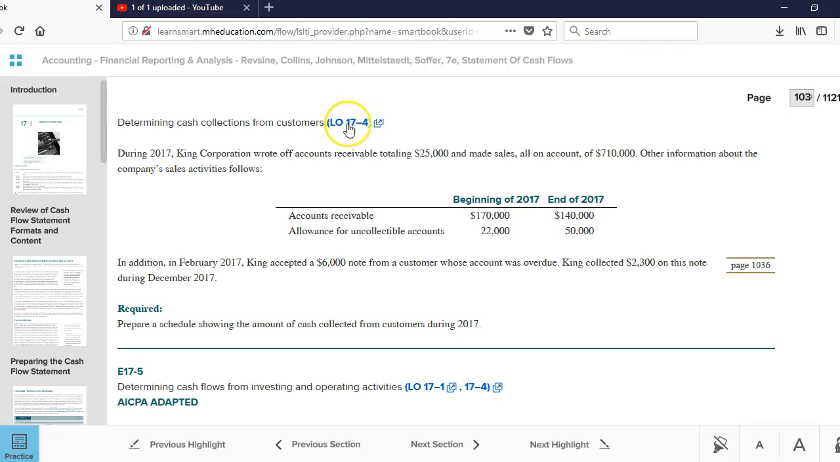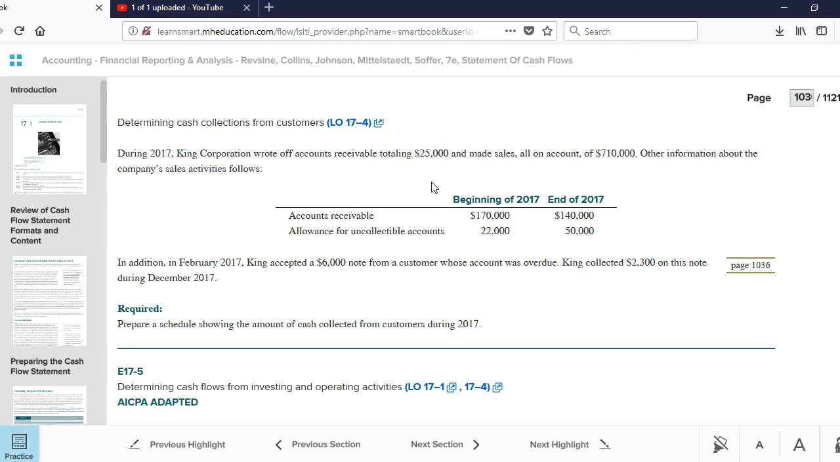It says that King Corporation wrote off the account receivables of $25,000 and made sales on account of $710,000. Other information about the sales activities is as follows. We've got beginning and ending receivable, beginning and ending allowance. In addition, they accepted a $6,000 note from a customer whose account was overdue. They collected $2,300 on that note during the year. So just be aware of that too. There's lots going on here.